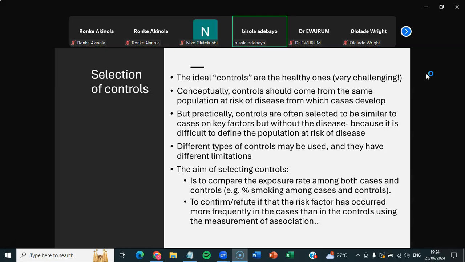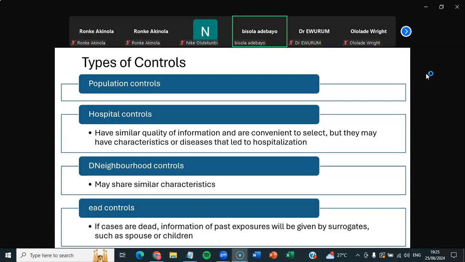Conceptually, controls should also come from the same population at risk from which cases may develop because you want them to be similar kinds of people. But practically, they're often selected to be similar on key factors, but without the disease. Because sometimes you might not be able to determine who exactly is at risk, but we try and make them as similar as possible to the cases, except for the disease. You can have different types, and the aim of selecting controls is, so why do we have controls? To compare exposure rates among cases and controls and confirm or refute that the risk factor has occurred more frequently in cases than in controls using the measure of association.